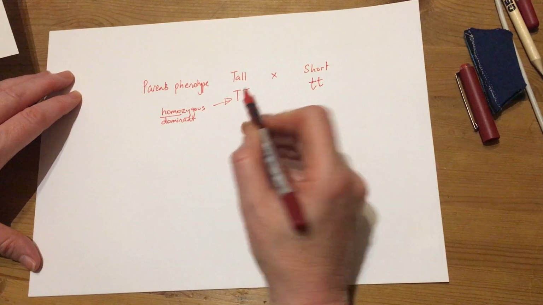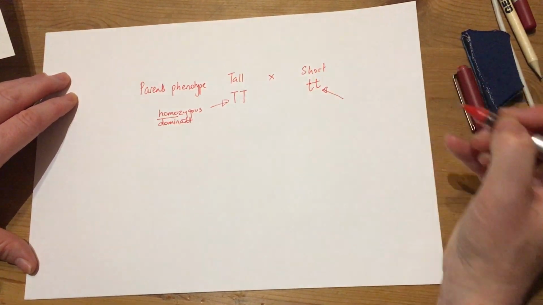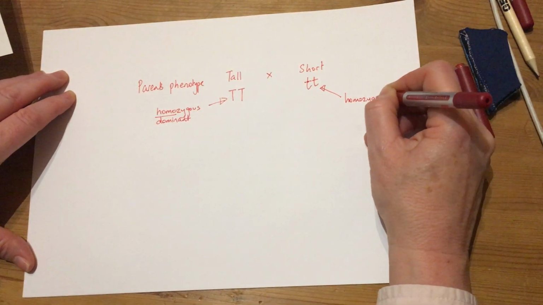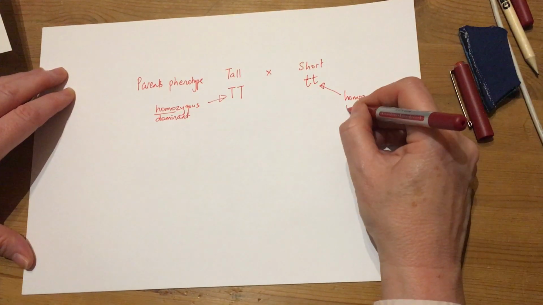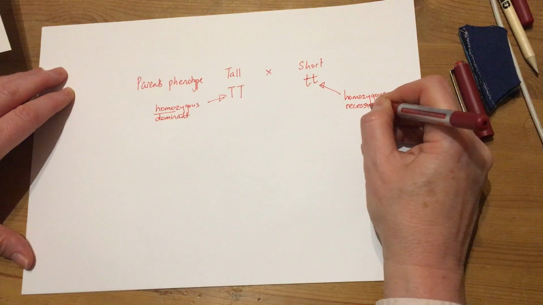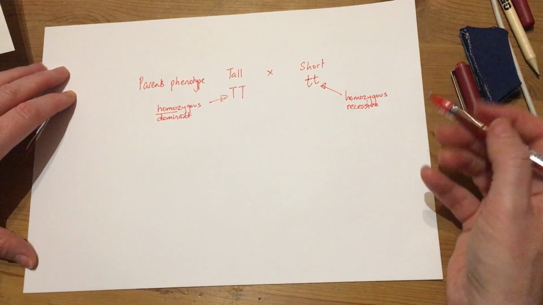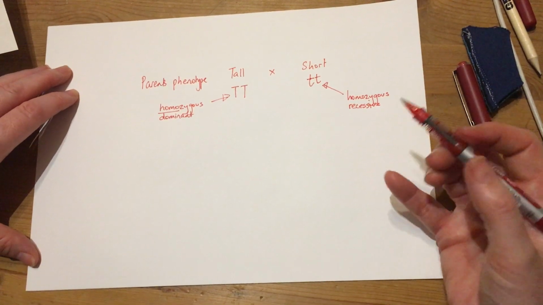They're the dominant allele. Over here, this parent is homozygous because the alleles are the same, but it's homozygous recessive because both of the alleles are little letters. They are recessive. And we know the recessive, they're about to disappear when we do a cross.